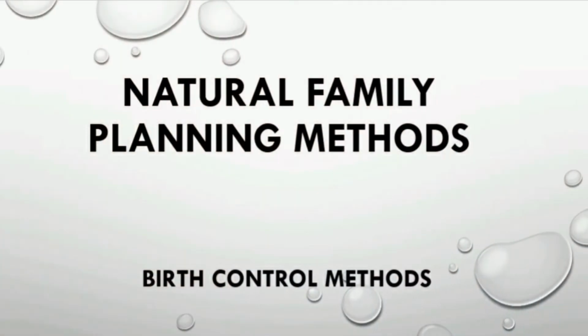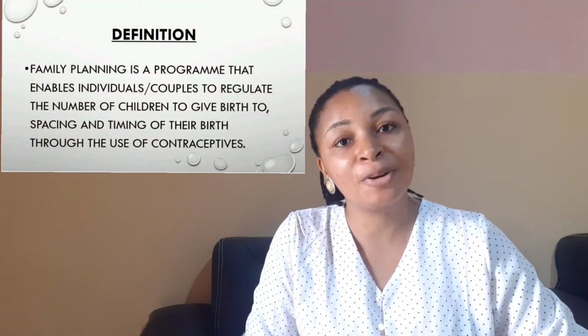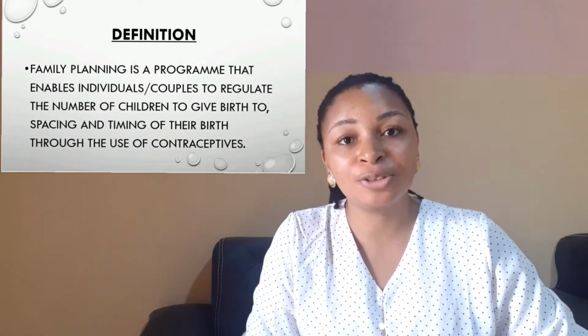So in today's video, I'm going to be sharing with you natural family planning methods, or you can also call it birth control methods. To start with, I'm going to define what family planning is all about. Family planning is a program that enables individuals or couples to regulate the number of children they give birth to, and the timing and spacing of their births, through the use of contraceptives.